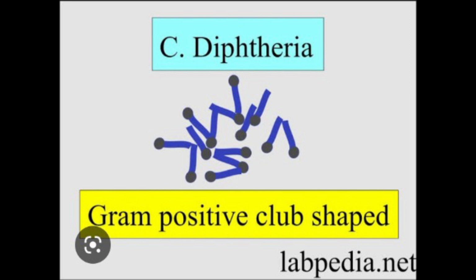In vitro test: Elek gel precipitation test is an immunodiffusion test. A toxigenic strain produces a precipitation line.